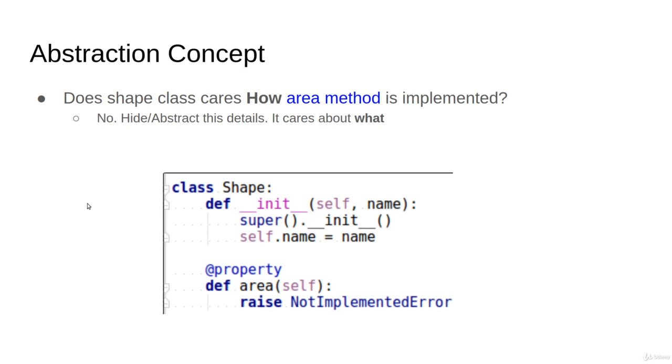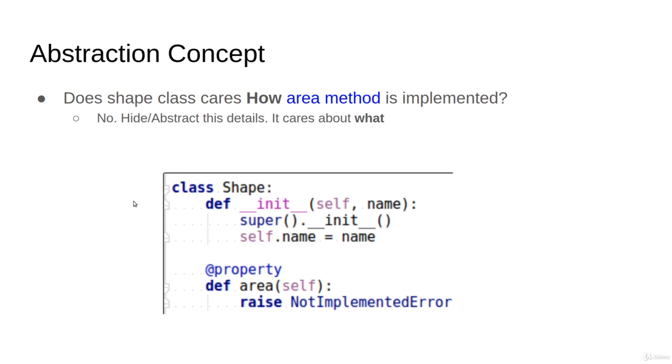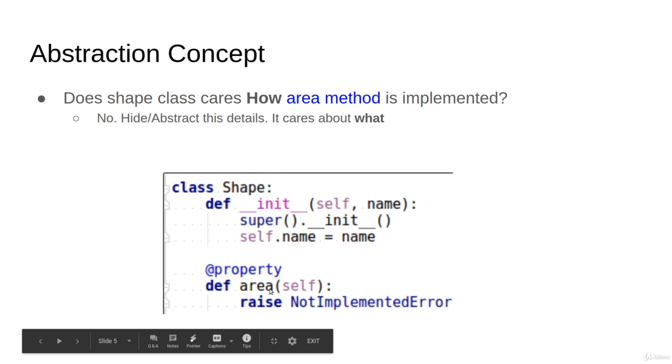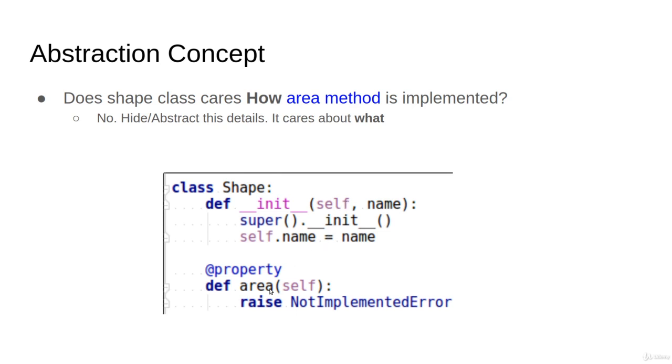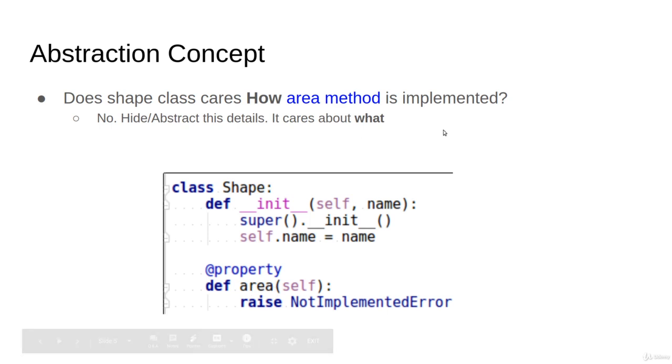Let's read this class. We have here a shape class that has an area method. But how the area method is implemented, we don't care. This is hidden information that we don't care about the details of. All the shape class cares about, according to this implementation, is that there should be some area function. One of my children has to implement it, and that's all. So we are hiding, or abstracting, the details of the how and focusing only on the what.